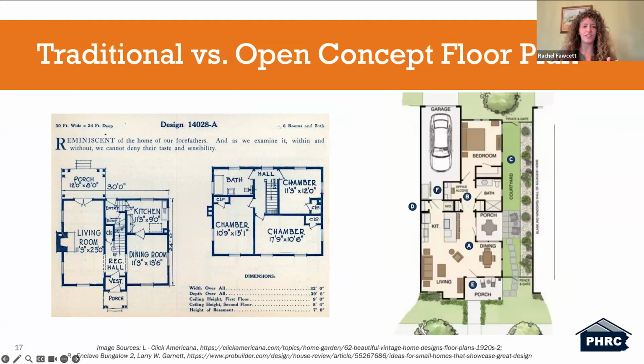But I would be so curious if all of you in the chat could mention what differences you are seeing between these floor plans. We're specifically looking at the living room, the dining room, the kitchen areas, the more public uses of the space. What differences are you seeing from the floor plans in the 1920s versus the 2020s? I'll let you have a moment to think about that.